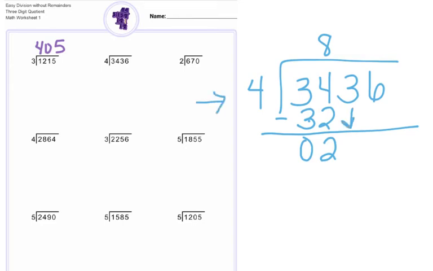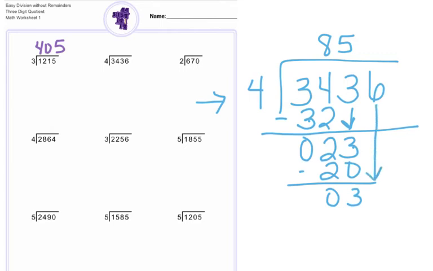So now we can bring down our 3. And we know that 4 can go into 23, and 4 times 5 is equal to 20. And then we're going to subtract. 3 minus 0 is 3, and 2 minus 2 is 0. Do your check again. 3 is smaller than the divisor of 4, so you're good to go, and you're going to draw an arrow and bring down your 6. And we know that 4 can go into 36 because 4 times 9 is equal to 36. And 36 minus 36 is 0, and you're done. No remainder. Your answer for number 2 is 859.